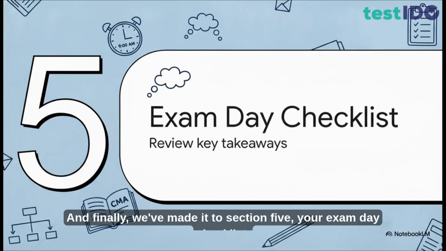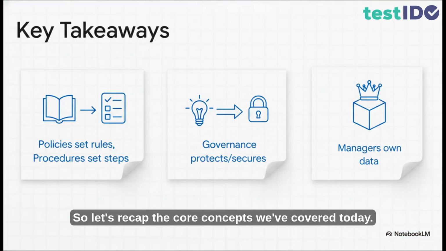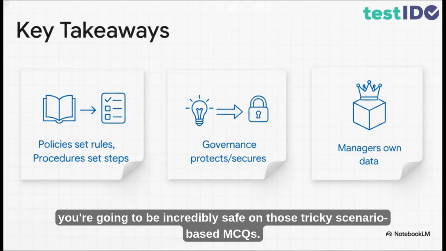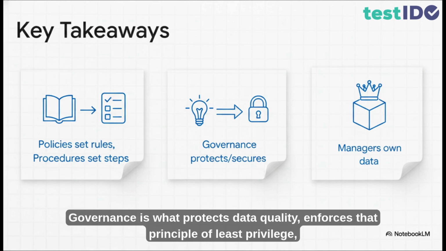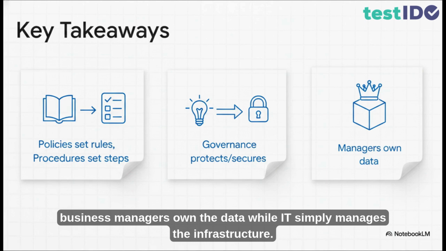And finally, we've made it to Section 5, your exam day checklist. Let's do a quick review. So let's recap the core concepts we've covered today. If you can just master this summary, you're going to be incredibly safe on those tricky scenario-based MCQs. Just remember, policies set the rules, while procedures set the specific steps. Governance is what protects data quality, enforces that principle of least privilege, and manages the whole data lifecycle. And crucially, never forget this one, business managers own the data, while IT simply manages the infrastructure.